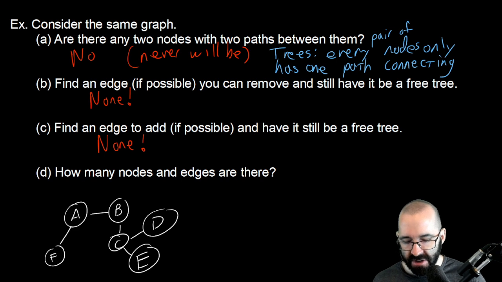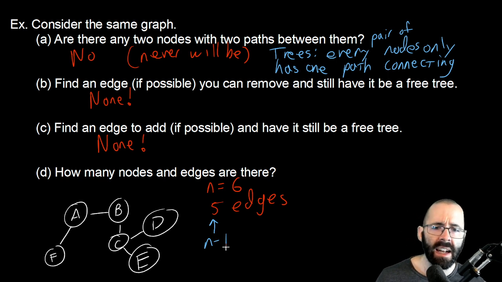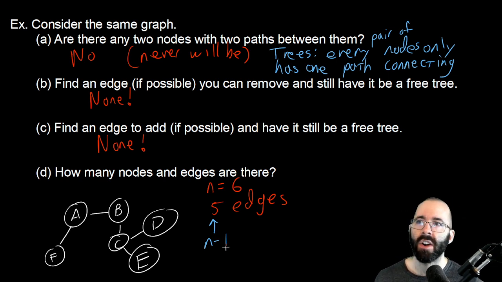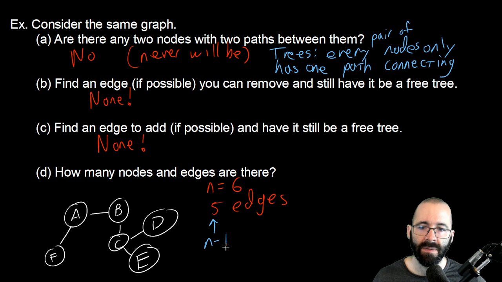How many nodes and edges are there? Well, there are 6 nodes and 1, 2, 3, 4, 5 edges. And that is always going to be n minus 1. Again, it has to do with no redundancies. If there are 20 things and we need to connect them with as few edges as possible, there are going to be 19 edges, and so on. So these are some properties. Hopefully you can think about them, and they make sense. Some properties of trees, and we'll talk about rooted trees in the next video.